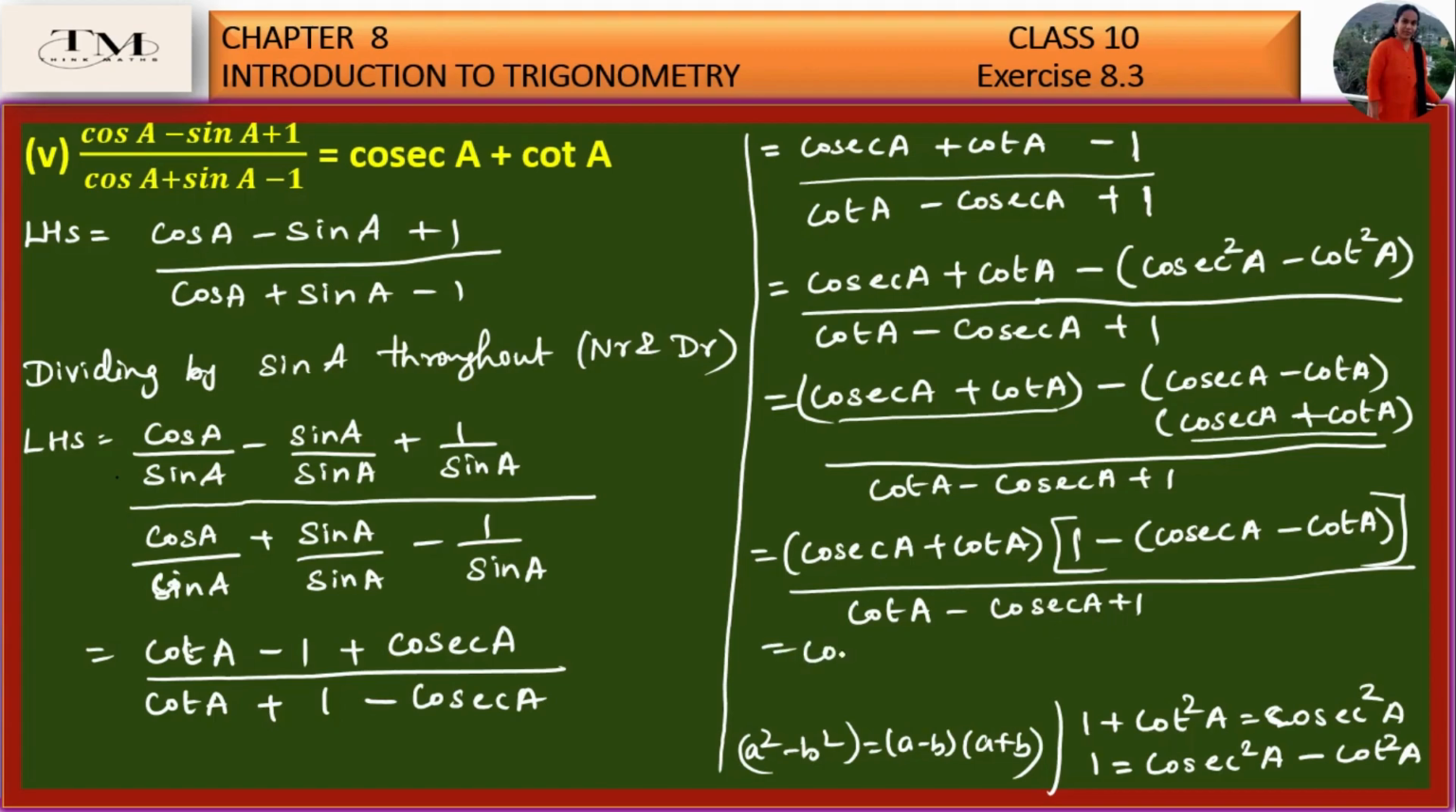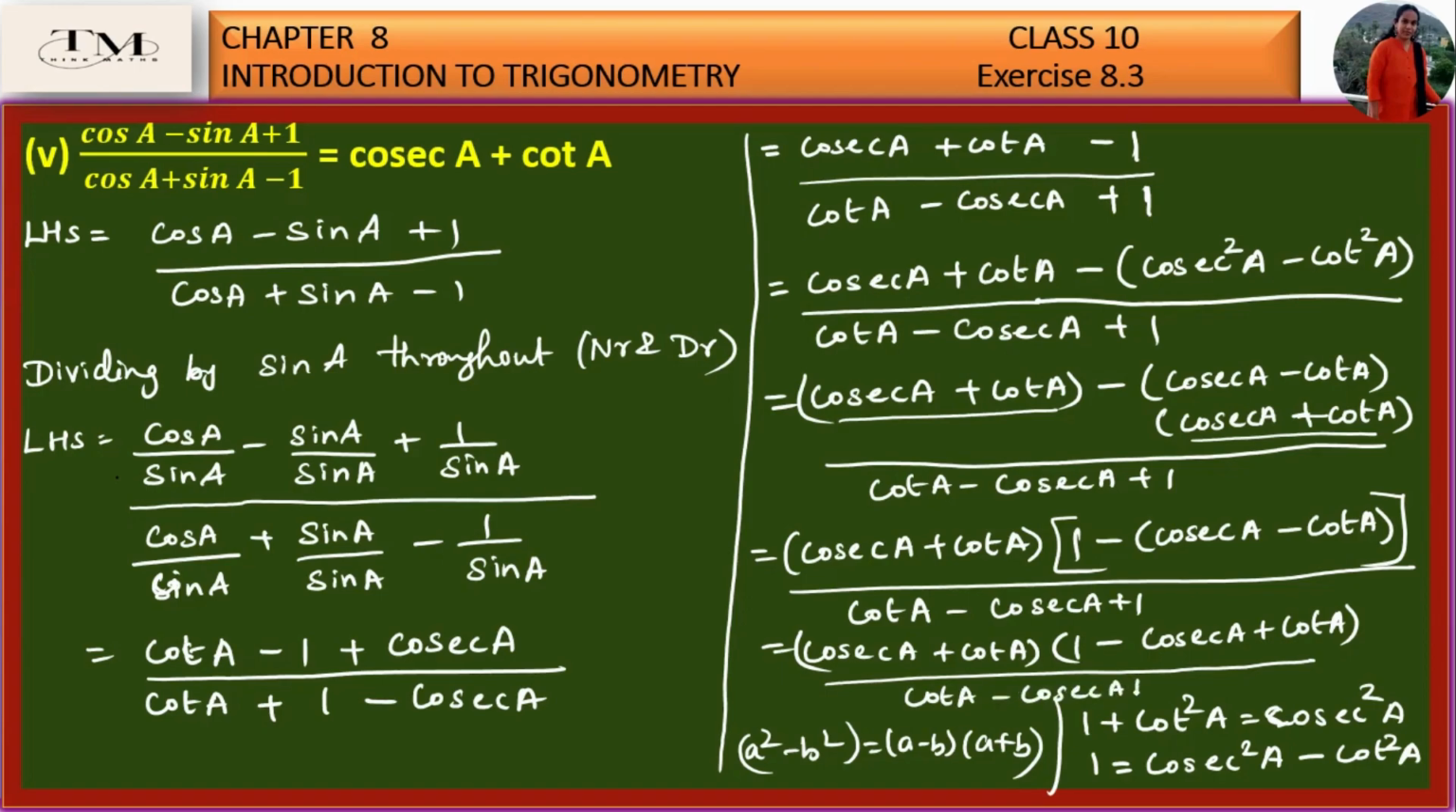So we have cosecant A plus cot A. Remaining it is 1. Multiplying with the negative sign, minus cosecant A. Minus into minus is plus, plus cot A, divided by what is in the denominator: cot A minus cosecant A plus 1. So here both are the same. Check this: plus 1 minus cosecant A and plus cot A. Both are the same. So what will happen? These two terms get cancelled and you will be getting cosecant A plus cot A.